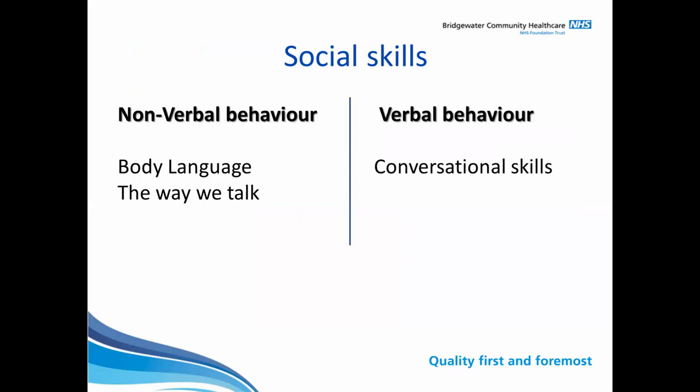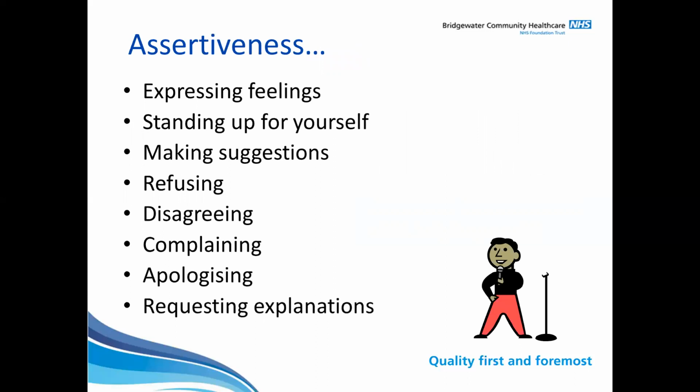As well as non-verbal and verbal, we also need to consider assertiveness. And this happens after we've got basic verbal and non-verbal skills. An assertive person will be someone who's able to express their feelings appropriately and effectively, stand up for themselves appropriately and effectively, and not be passive. Someone who can make suggestions, refuse, disagree, make complaints, apologise, and request explanations. Assertive behaviour sits between aggressive and passive, and we all aspire to being assertive.